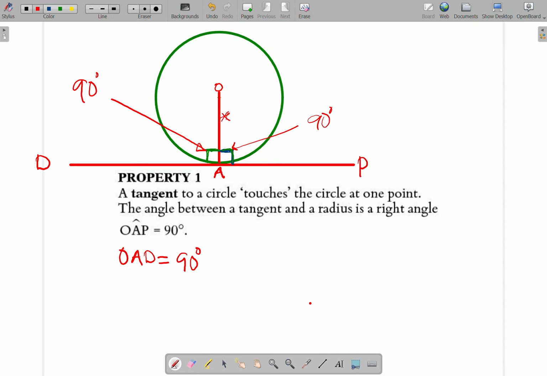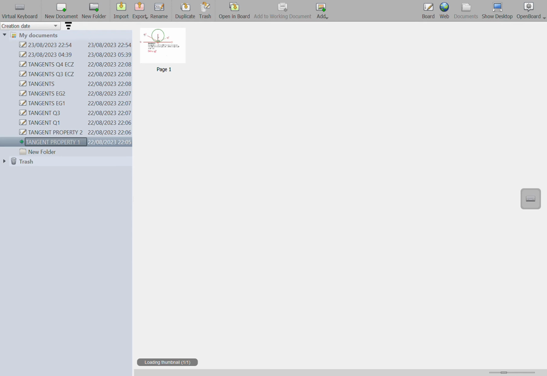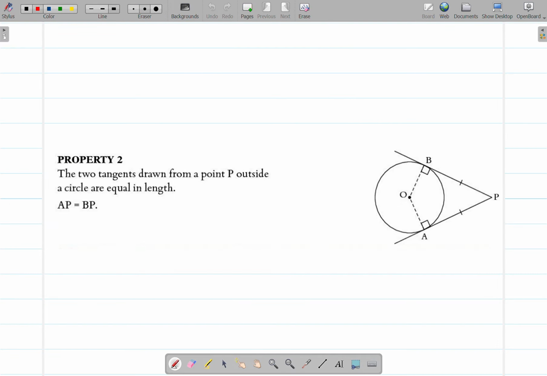Straight away, let's just jump into property 2. Property 2 under tangent is related to the lengths. Look at that. The two tangents drawn from a point P outside the circle are equal in length. If they are equal in length, this is a special property which is so useful under circle theorems.